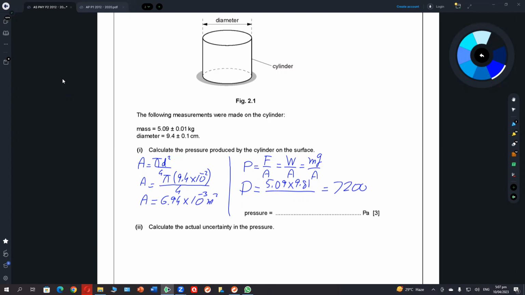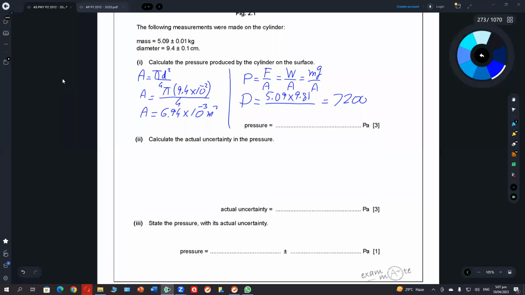Calculate the actual uncertainty in the pressure. Now, pressure is equal to weight upon area. When you write a formula for uncertainty, do you consider the constants or you ignore them? Ignore them. Good. So I have made this formula. I have ignored all the other constants. I'm using this symbol, delta P upon P.